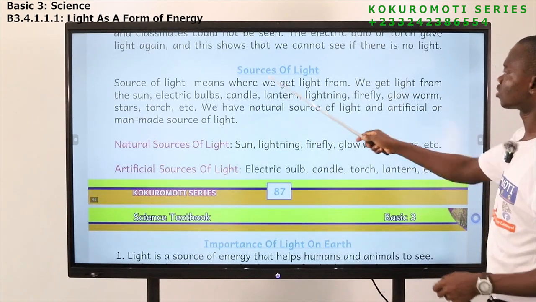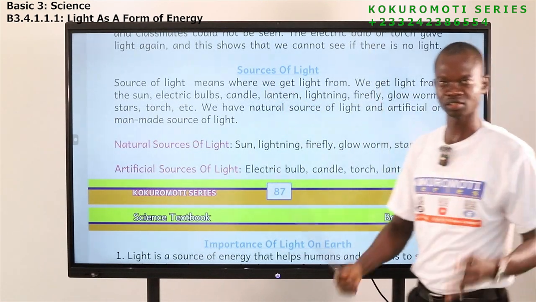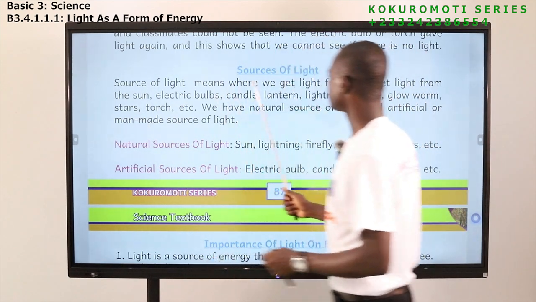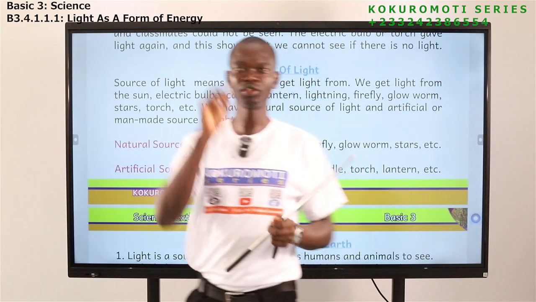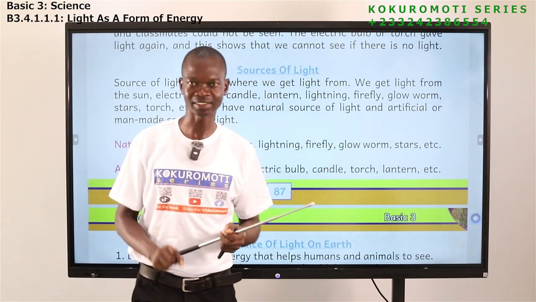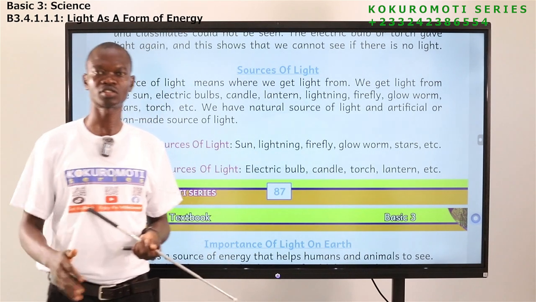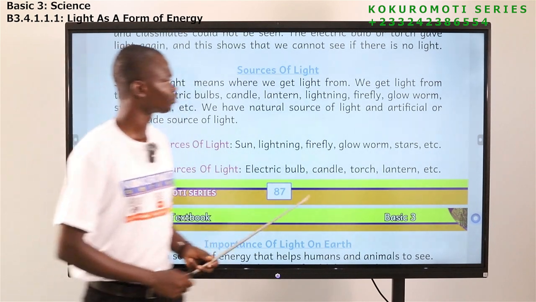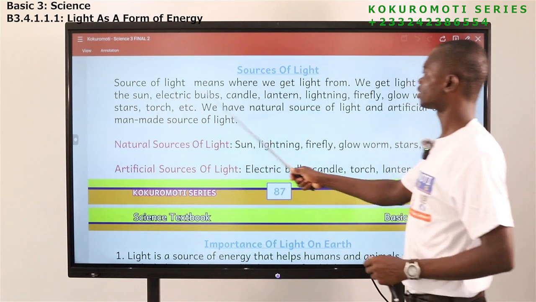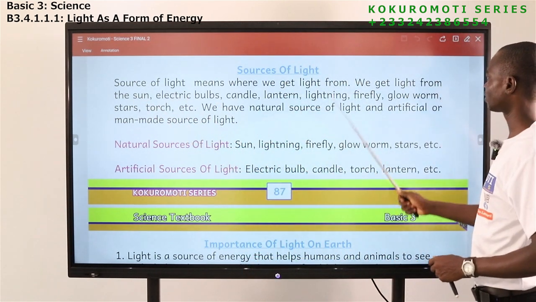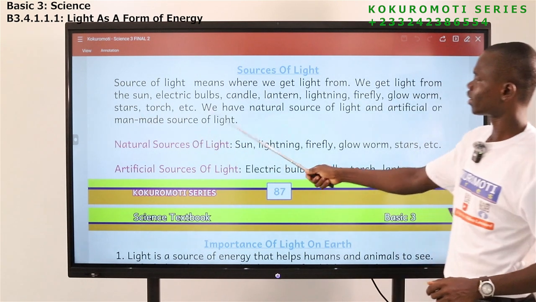Now we are looking at sources of light. All of you, sources of light. What is it at all when you say sources of light? Sources of light means where we get light from. If you want light, where do you get light? Where you get light from is what we call source or sources of light. Okay. So we get light from the sun, electric bulbs, candle, lantern, lightning, firefly, glowworm, stars, torch, etc.